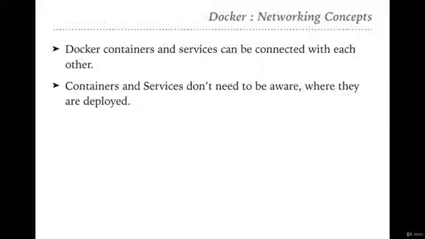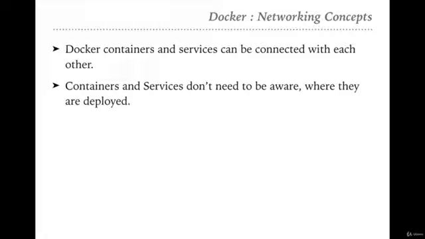Containers and services don't need to be aware of where they are deployed. It means if we are using two Docker machines, one hosted on Windows and another hosted on Linux, the containers don't need to bother where the hosting machine is running. They just need to know about the networking layer or the bridge they need to use. The containers and Docker services don't need to be aware of where Docker is hosted.